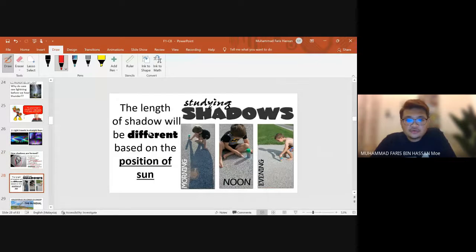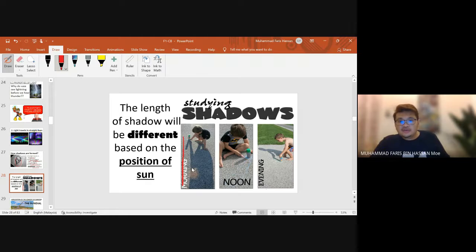Okay, the length of the shadow will be different based on the position of the sun. As you can see from the picture, during the morning, the length of the shadow here is quite long. At noon, the length of the shadow is quite short, and during the evening, the length of the shadow is quite long. It depends on the position of the sun.